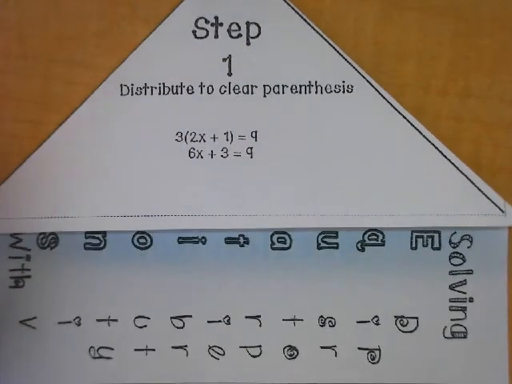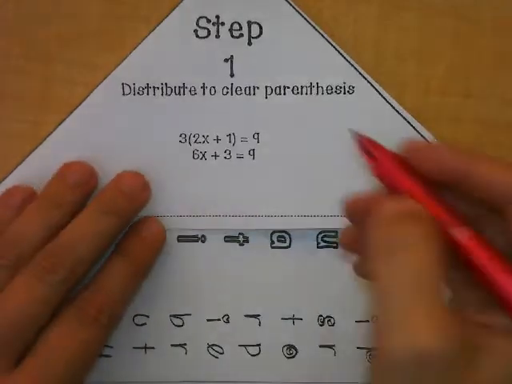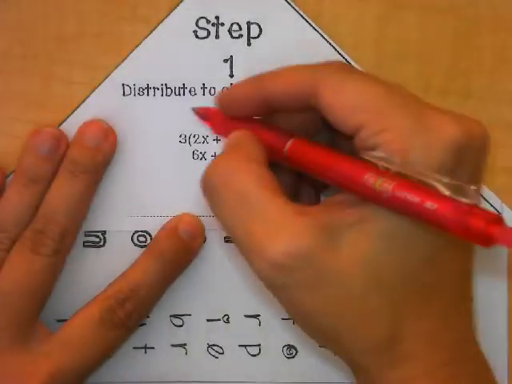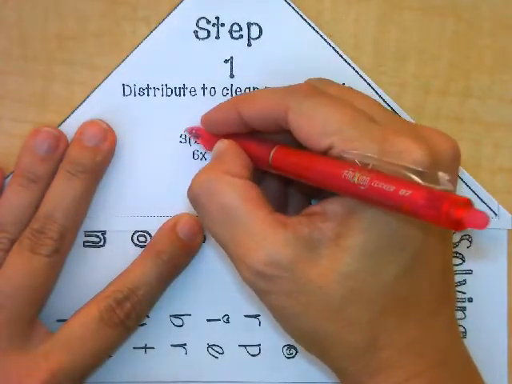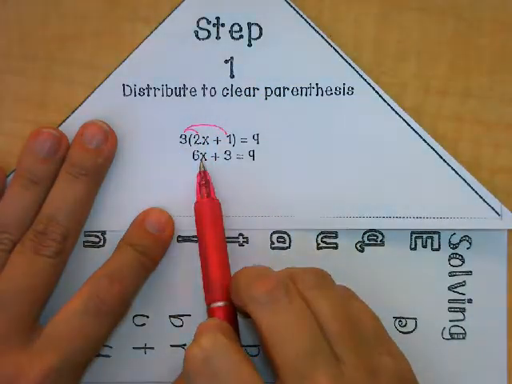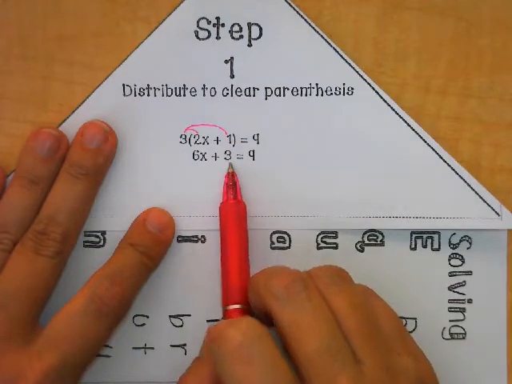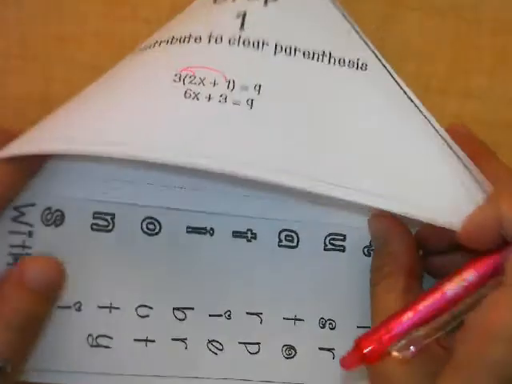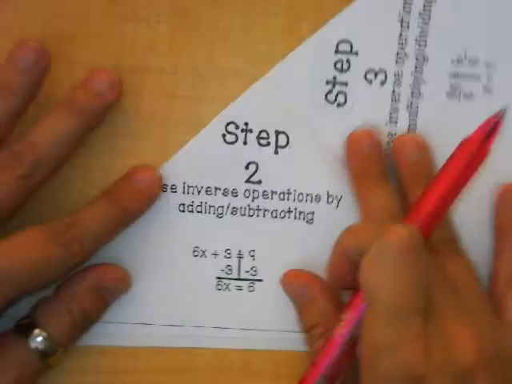We're going to review the distributive property very quickly. To distribute means to multiply to clear out a parentheses. So whatever is outside, you need to take and multiply by everything inside. So 3 times 2x is 6x, and 3 times 1 is 3. After you have done that, then you will have cleared the parentheses.